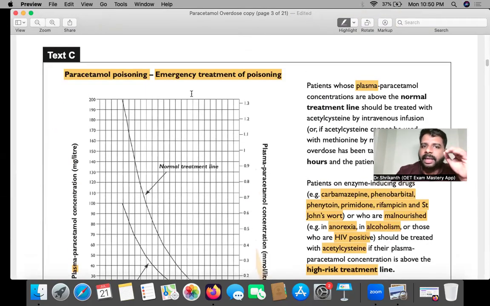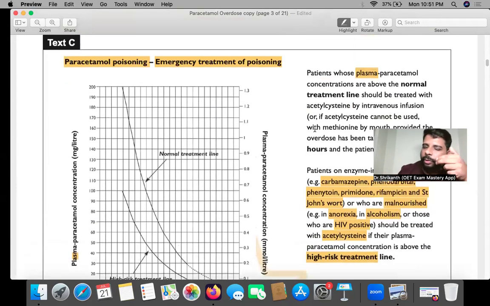Now, what is text C? Emergency treatment of poisoning. So what's the question asking you? Chronic usage of paracetamol as a painkiller. Do you think that information will be here? Not likely, right? And also, to find the previous questions, you have read a little bit of text C as well. So you can say no, that information is not going to be here because you're already familiar with the content.